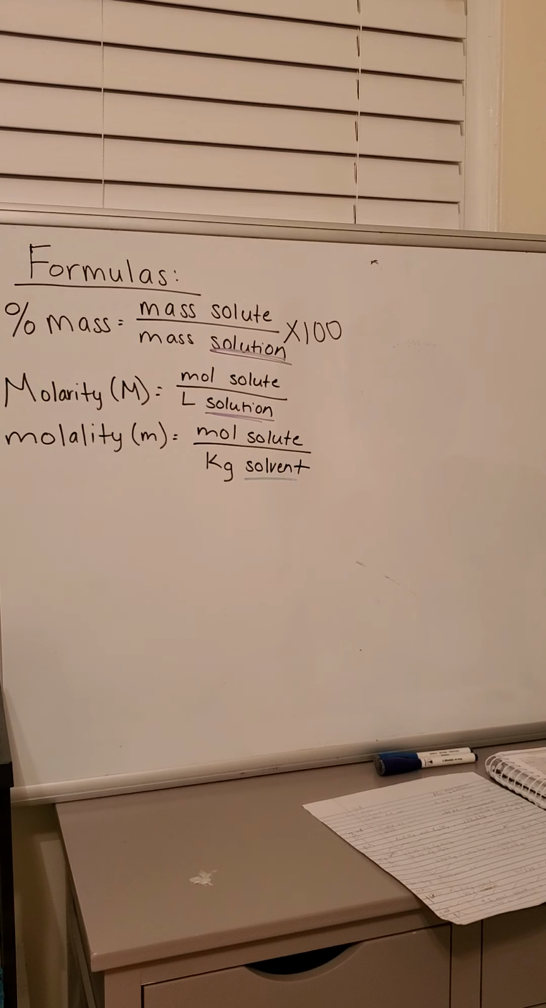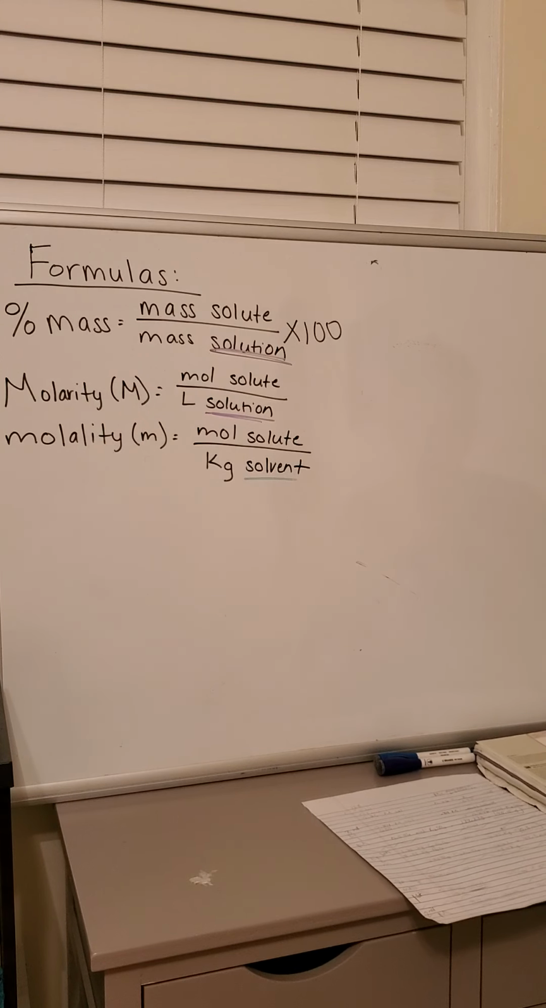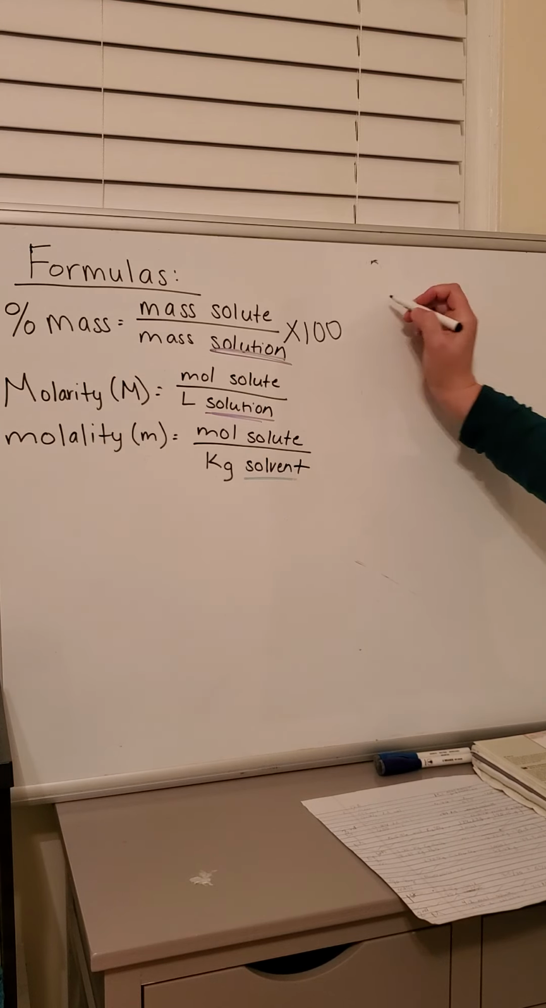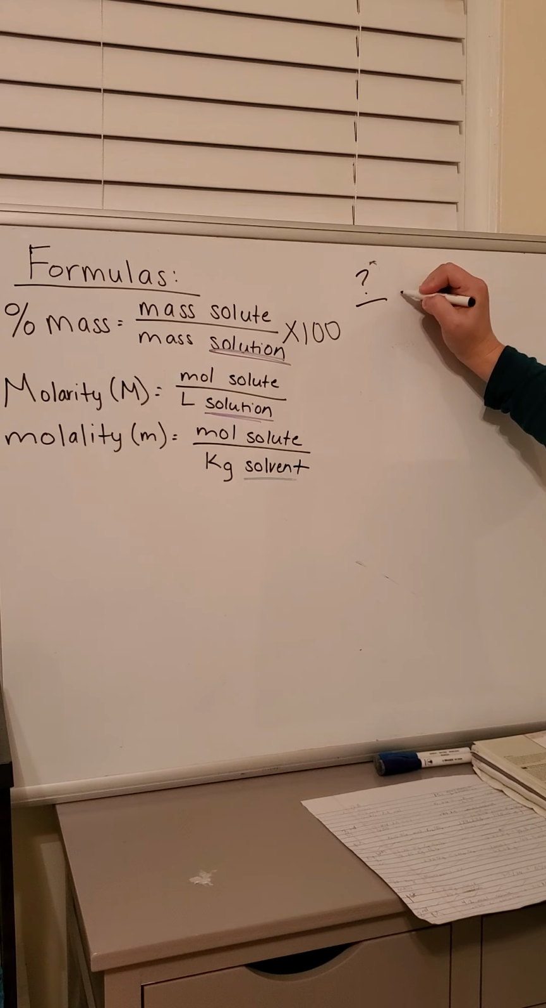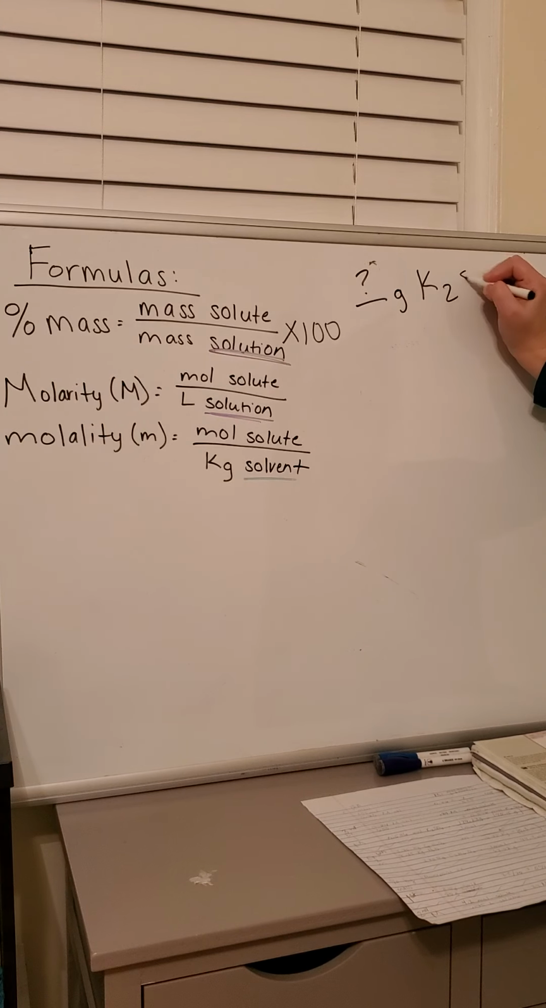Okay, for our third question, this is going to be very similar to one that you have in your homework. It's a little bit more involved, so please pay attention to this one. The question says, what mass of K2SO4 would you measure out to prepare 650 milliliters of a 0.84 molar solution? Our end result, we always write out what it is we're looking for and then write down what you're given.